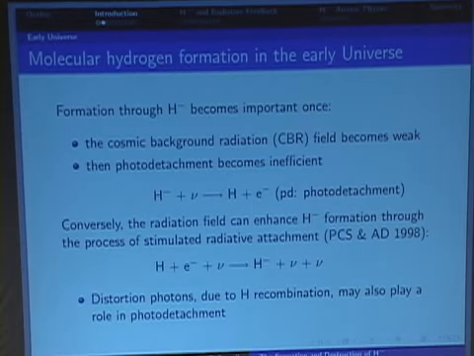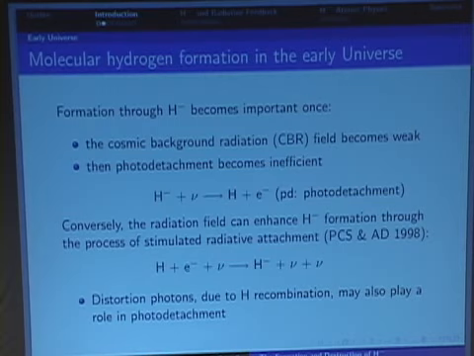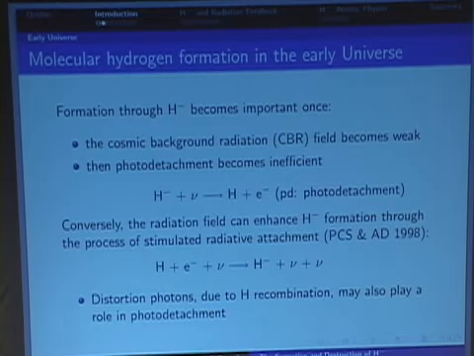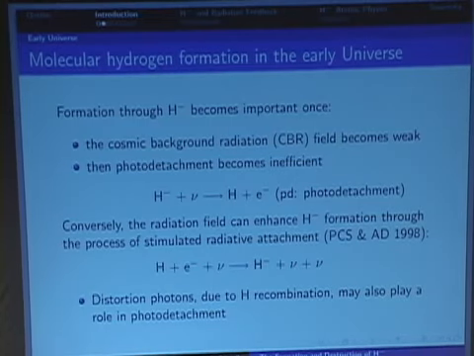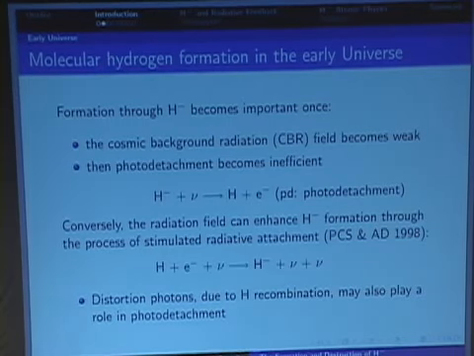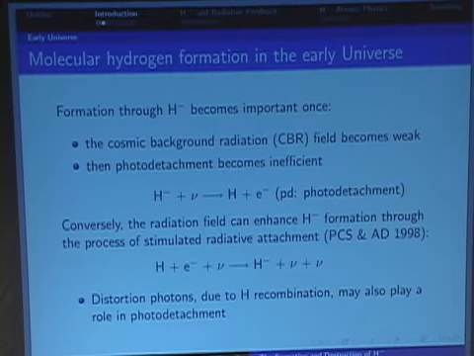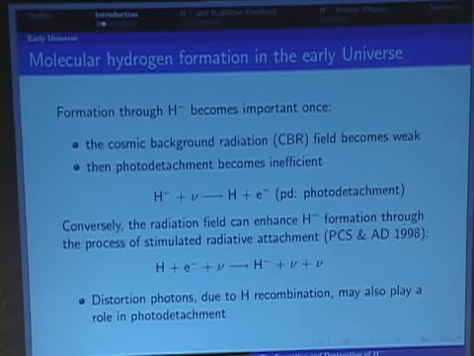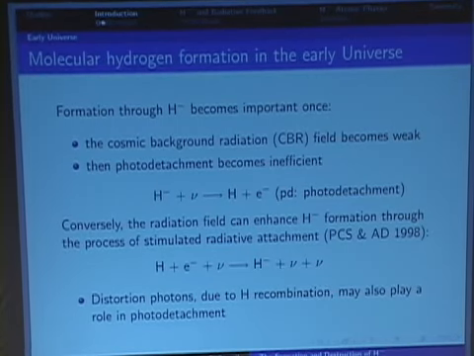Interestingly, it also turns out that a radiation field could enhance the formation of H- through a process that Alex and I looked at 10 years ago, stimulated radiative attachment. We considered just a black body radiation field, and I'll show a little bit later that this also could enhance the formation of H-. And in the early universe, just at recombination, a lot of photons are produced by recombination, which the cosmologists call distortion photons, so additional photons beyond the black body radiation field, which also could play some role in the photodetachment of H-.